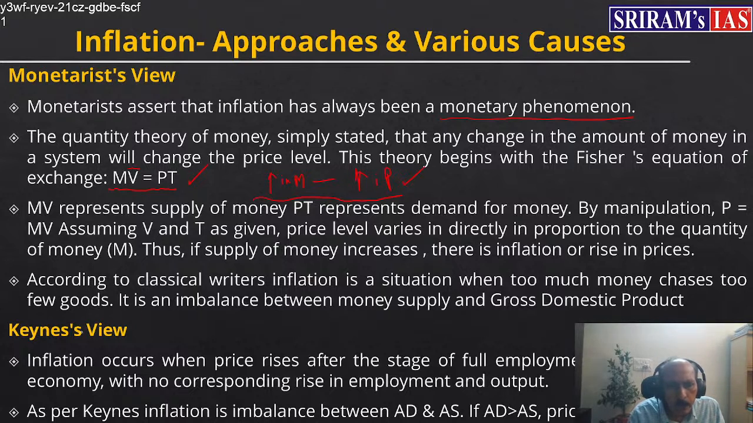So this school of thought says that it is not always true that if M rises, P will rise. If M rises, P may not rise because in response to an increase in M, demand will rise, and in response to an increase in demand, supply will rise. If the economy is below full employment, the price will rise only when supply does not rise commensurate to the increase in demand. And that's why the Keynesian view came.